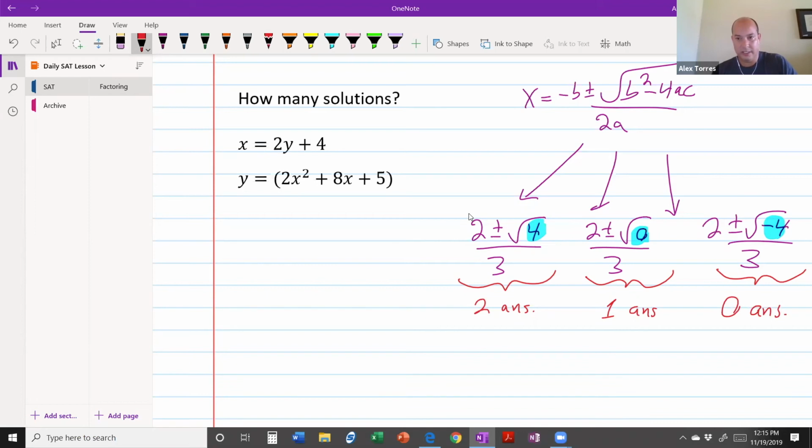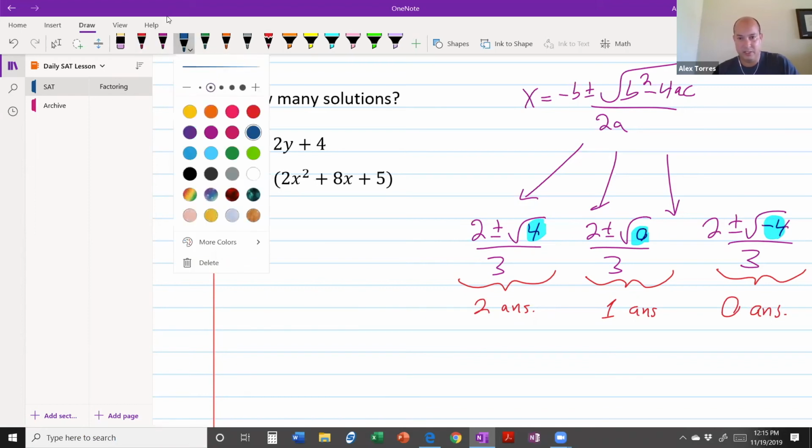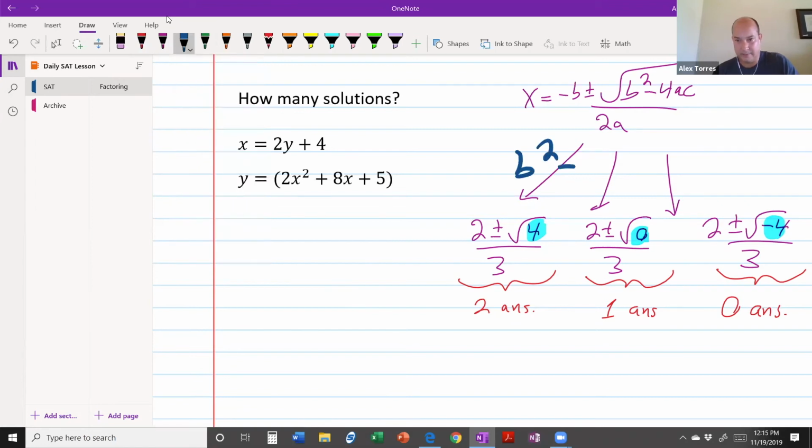So all we did is we varied the value of what we have for our b squared minus 4ac, as opposed to the entire quadratic formula, just a tiny little piece of it. And depending on what you get for that number, it dictates how many answers you have. So if you see a question asking how many solutions, then you should be leaning toward figuring out how to work out this thing, which is called the discriminant.